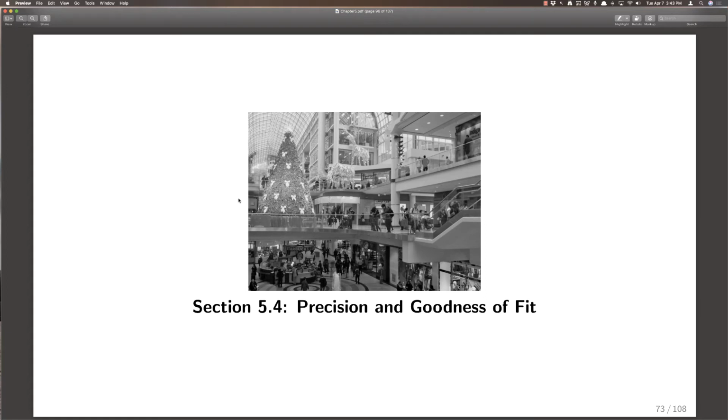All right, everybody, welcome to the fourth screencast for Chapter 5. In this one, we're going to return to a concept we've talked about a little bit already, the idea of goodness of fit, and basically how well does the regression fit the data. But now that we have multiple variables, there's going to be a little bit of a difference here.